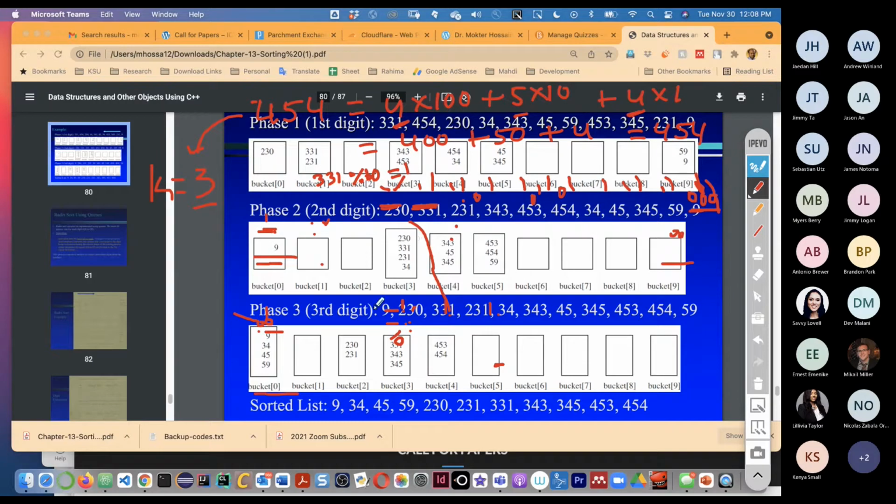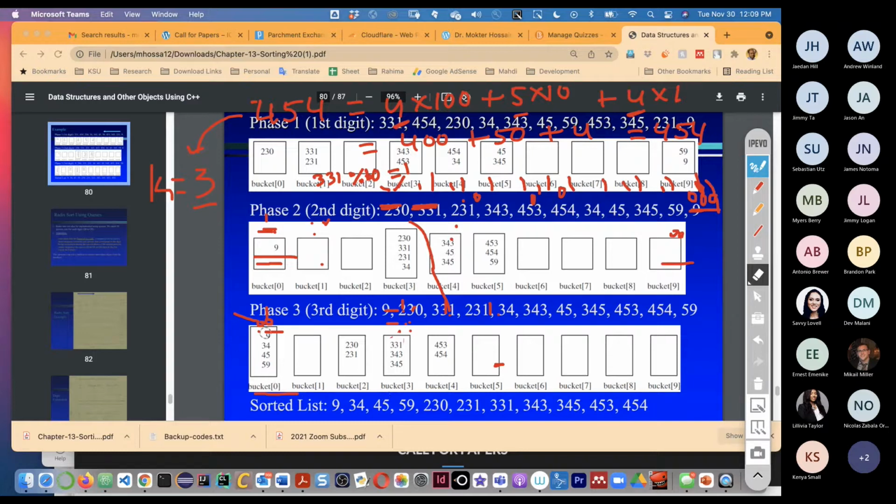331 over here, and then again, 331 will go to the next bucket, the bucket in the index 3, and 231 will go to bucket 2, and 34, the highest digit is 0, right? Third digit is 0, so it will go to the first bucket. And this one will go to the third bucket. This one will go to the first bucket with index 0.